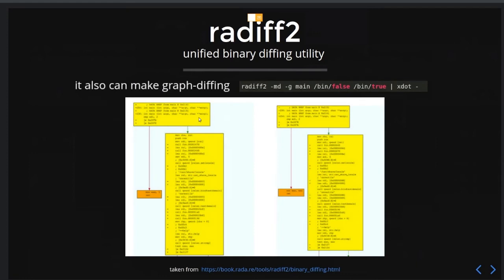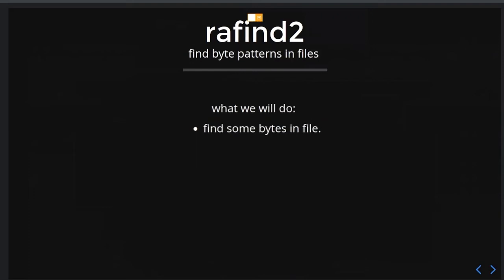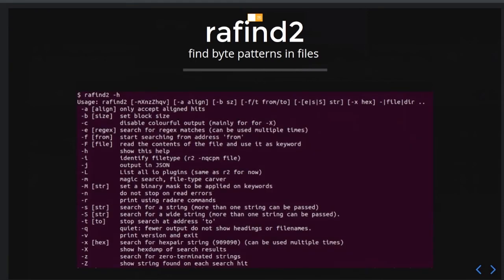Also, it can do some visual graph diffing. I just made screenshot. I never done it. You need to use xdot to show it, but it's quite useful, I think. So what we did, we computed Levenshtein edit distance. We compared true with false. Obviously, it was different. Find byte patterns in file. What we will do, we find some bytes in file. Very easy task. rafind2 has also many options.